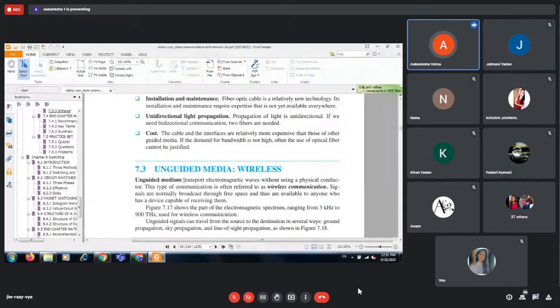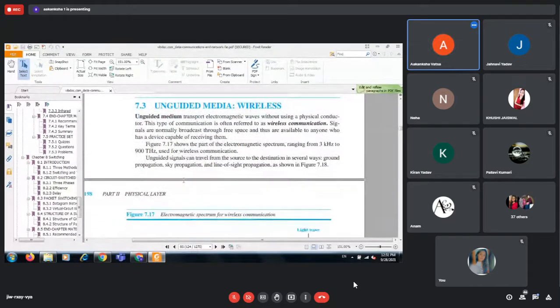So unguided media transport electromagnetic waves without using a physical conductor. This type of communication is often referred to as wireless communication. Signals are normally broadcast through free space and thus are available to anyone who has a device capable of receiving them. Now, the next figure shows the part of the spectrum ranging from 3 kilohertz to 900 terahertz used for wireless communication.